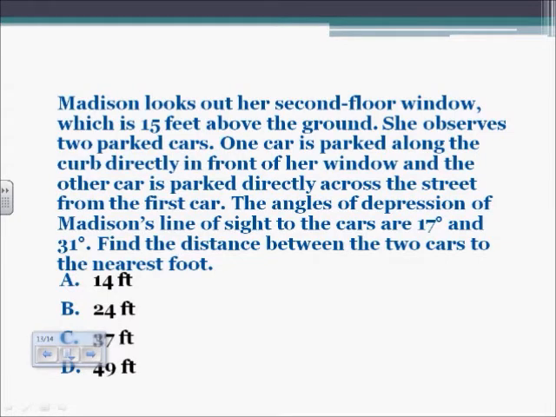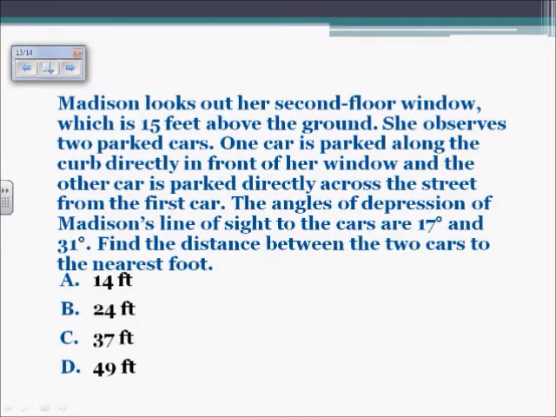Alright, last example here. Says Madison looks out her second floor window, which is 15 feet above the ground. She observes two parked cars. One car is parked along the curb directly in front of her window, and the other car is parked directly across the street from the first car. The angles of depression of Madison's line of sight to the cars are 17 degrees and 31 degrees. Find the distance between the two cars to the nearest foot.